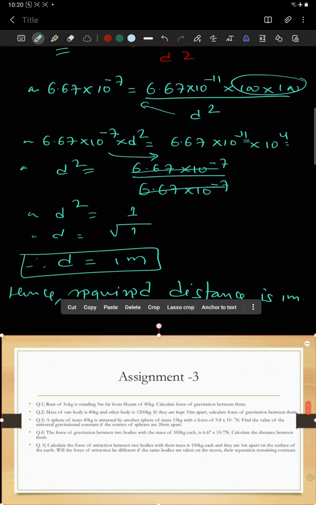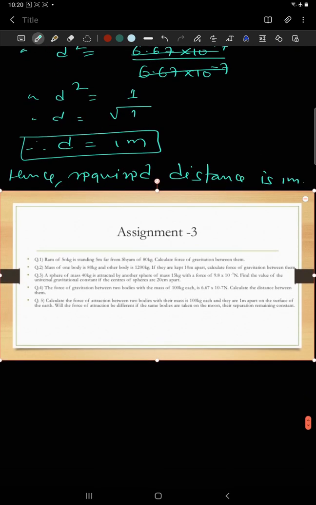Now finally we are going to do question number 5. Question number 5, let us read the question. Calculate force of attraction between two bodies. This is our question. With the mass is 100 kg, means here also mass of both of the body is 100 kg. And they are 1 meter apart, means distance between them is 1 meter.